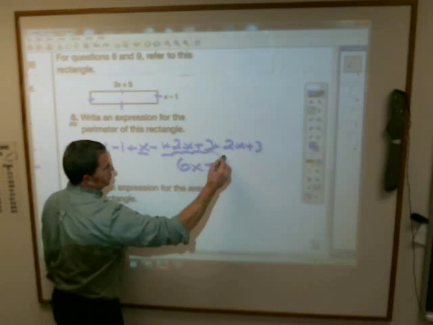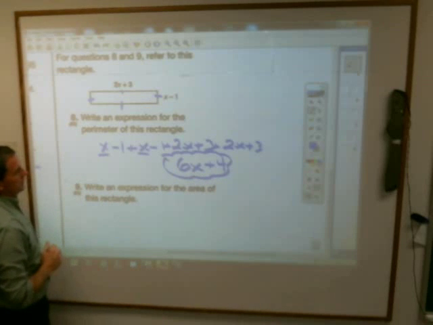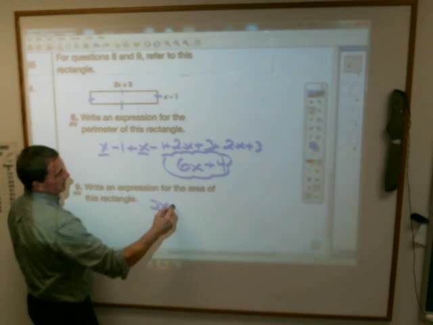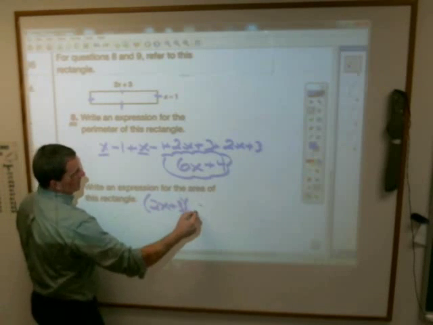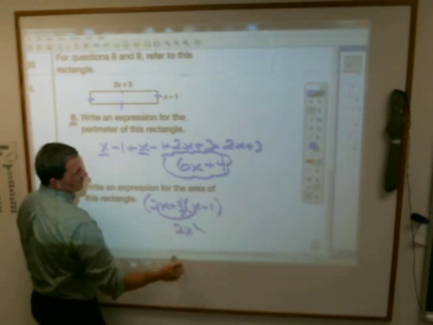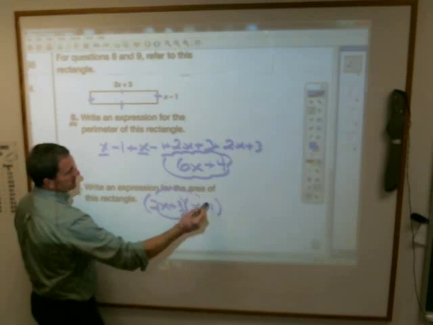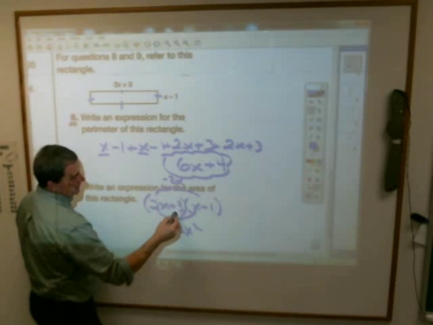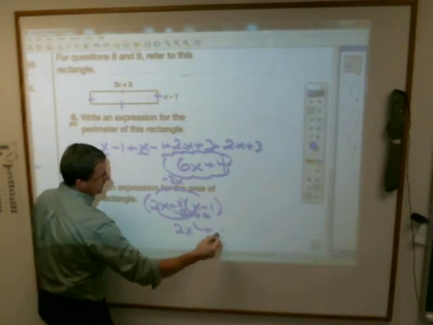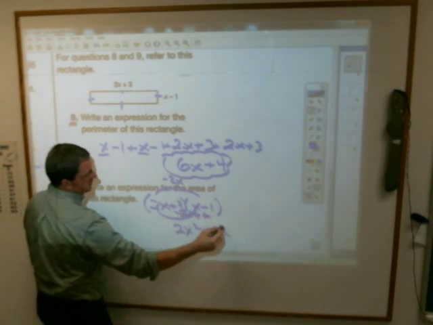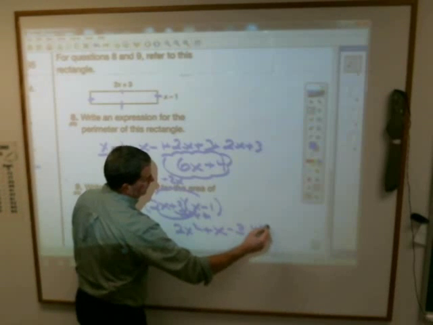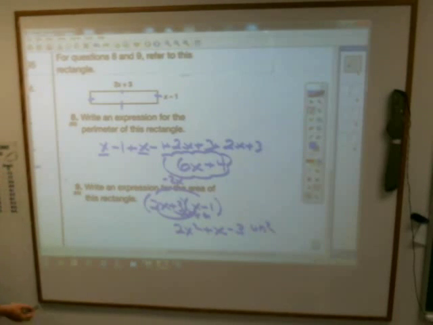And that's the expression. Did they ask you for the area of it? The area is length times width. 2x plus 3 in parentheses times x minus 1. The whole FOIL thing, first term is 2x squared. The outside is a minus 2x. The inside is a plus 3x. Put those two together, minus 2x plus 3x is plus 1x. And the last term, 3 times -1 is -3. That would be the area of whatever it is. Units squared, inches squared, something squared.